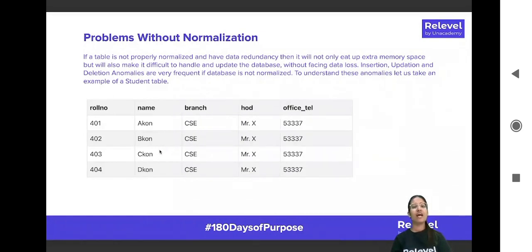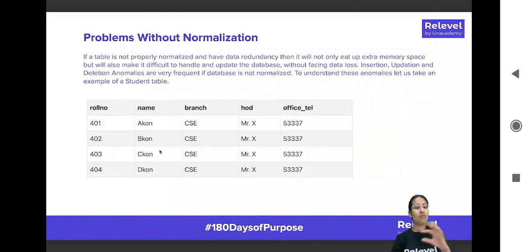Okay, so we'll understand all of these anomalies one by one by taking an example of a student's table. So let's take a look. There is a table in which the first column is roll number, which has different roll numbers of the students. Then it has the name of these students, then the branch in which those students are. Then it has the HOD for all those students, as well as the office telephone number for that particular school. Okay, because usually the office telephone number is for an entire school, right? And HOD is also for a bunch of students and a range of classes of students.